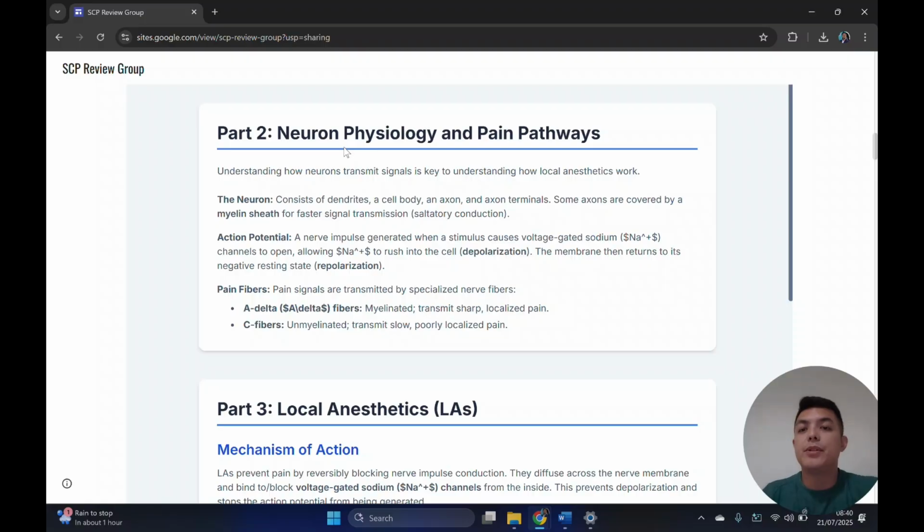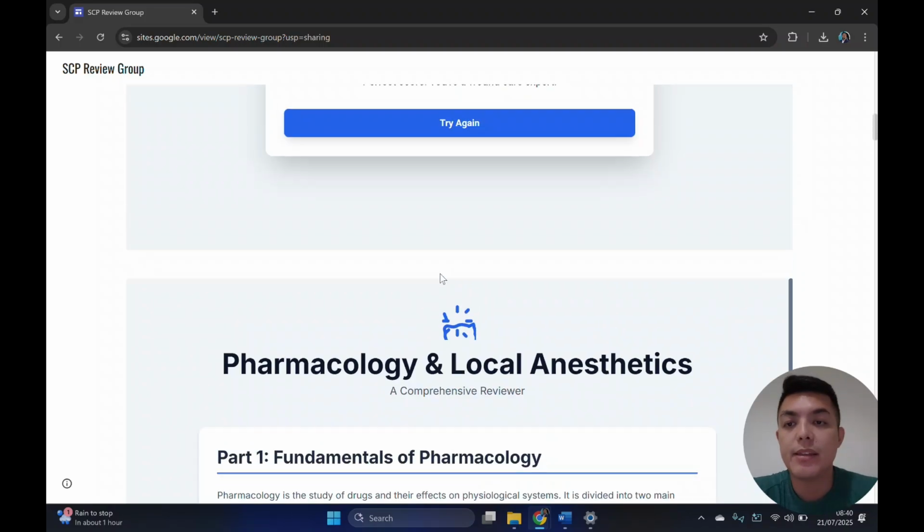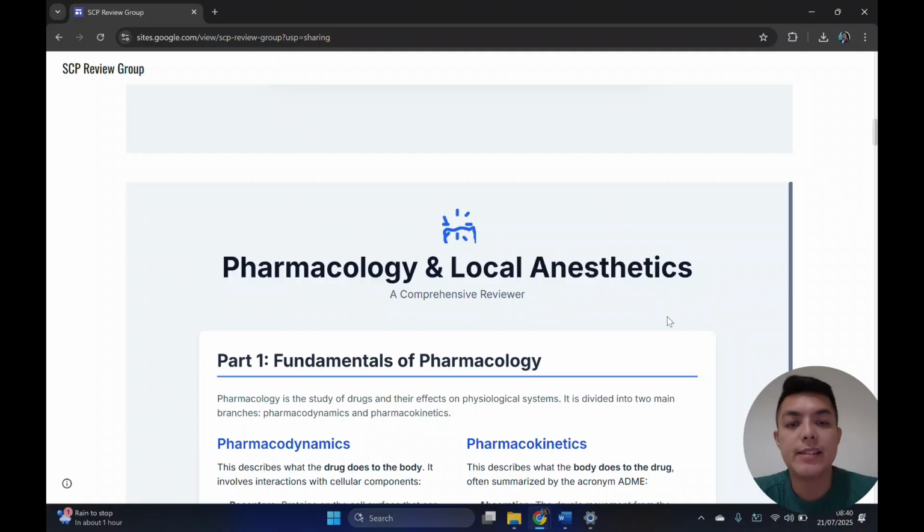Next is simple neuron physiology and pain pathways. This is understanding how neurons transmit signals, and this is a key understanding of how local anesthetics work, because we're discussing pharmacology and local anesthetics.